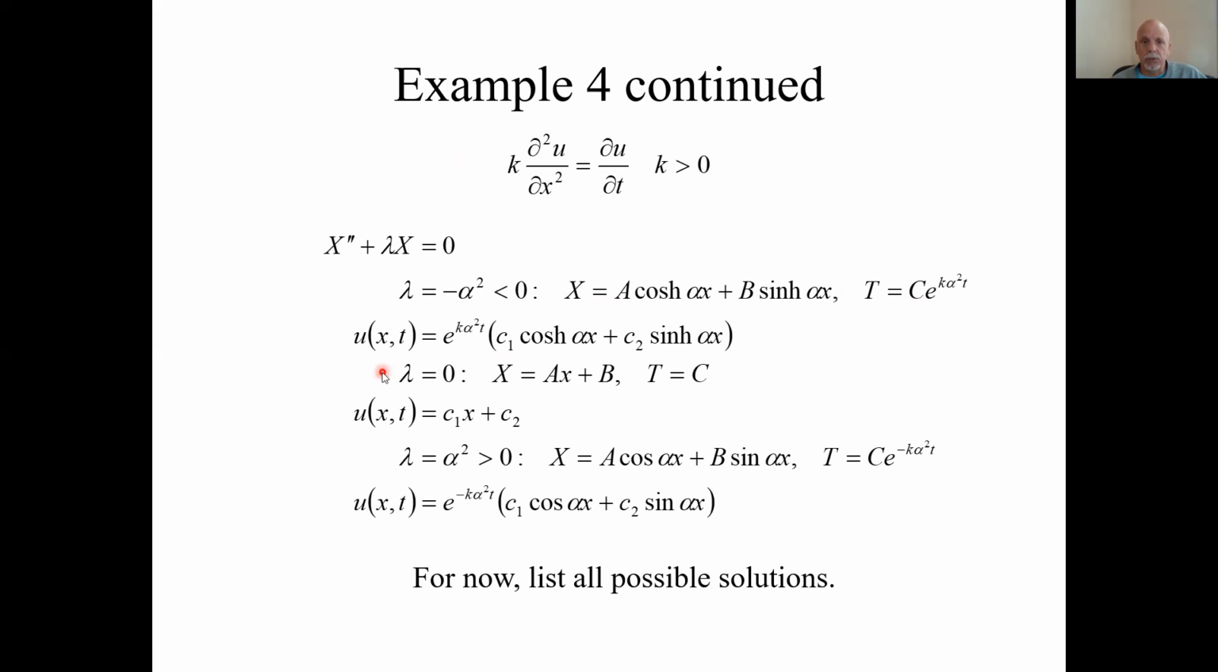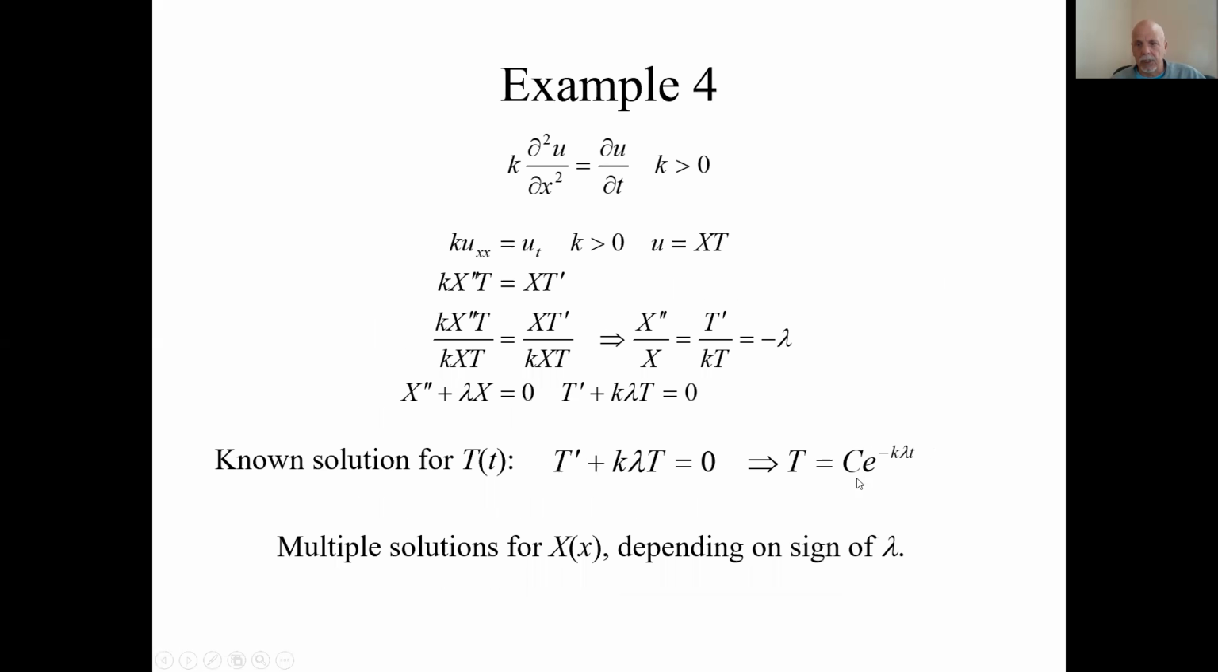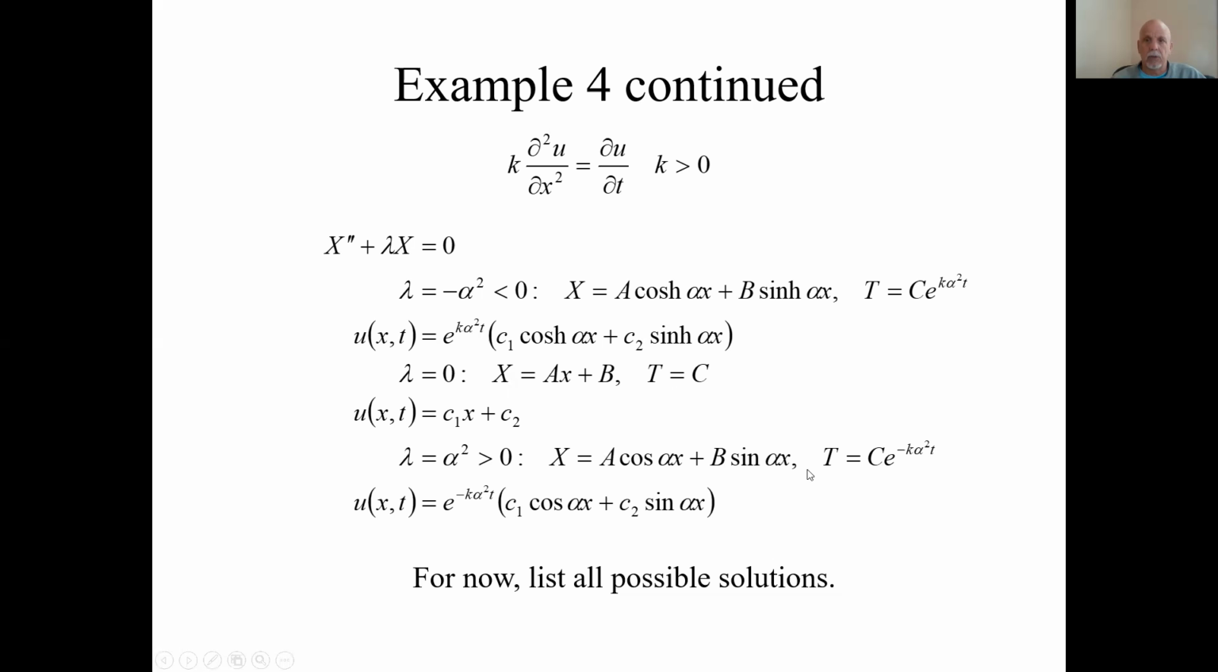Lambda could also equal 0, in which case here's the X's general solution. T solution when lambda equals 0, remember the T solution was e to the minus k lambda t. So if lambda is 0, this is just 1. T is just a constant. And again, total solution is the product of the two. So it is this.